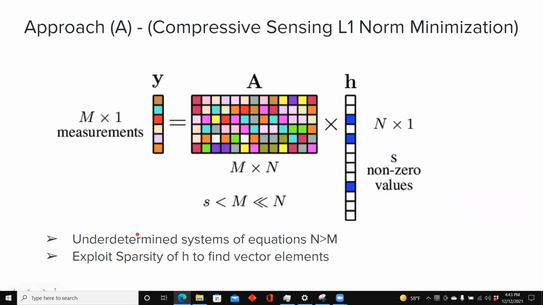So this is the first approach, that is compressive sensing using L1 norm minimization. Here we have the measurement matrix Y. This is the image which is there on the receiver side. A is the multiplication of the sampling matrix along with the Fourier basis, and we need to estimate H, which is the Fourier transform of the image. This is an underdetermined system of equations, and so we exploit the sparsity in H to find the vector elements. Once we find the vector elements of H, we use the inverse Fourier transform to find the reconstructed image.